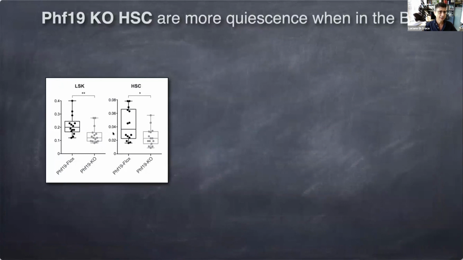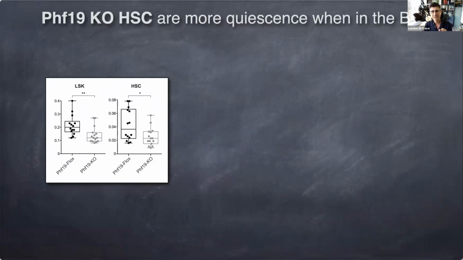There is also a reduction in number, both in the LSK population, which is not only hematopoietic stem cells but also includes some progenitors. And if we look at the very pure hematopoietic stem cells, you see a lower number of cells, which again indicates the cells are more quiescent.